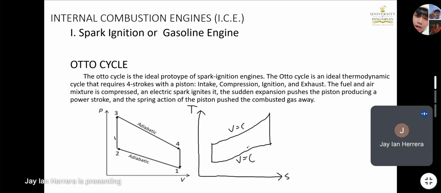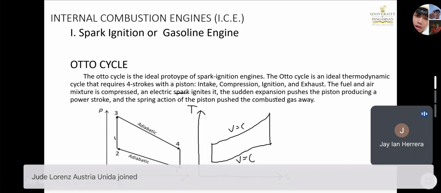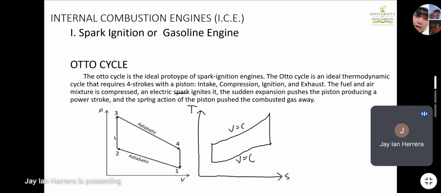Anyway, alam nyo naman na yan. Na-discuss na natin yung last meeting. So, the fuel and air mixture is compressed. An electric spark from the spark plug ignites it. And the sudden expansion pushes the piston, producing a power stroke. And the spring action of the piston pushed the combusted gas away. Ayun, nag-solve na rin tayo ng problems regarding Otto cycle last meeting.